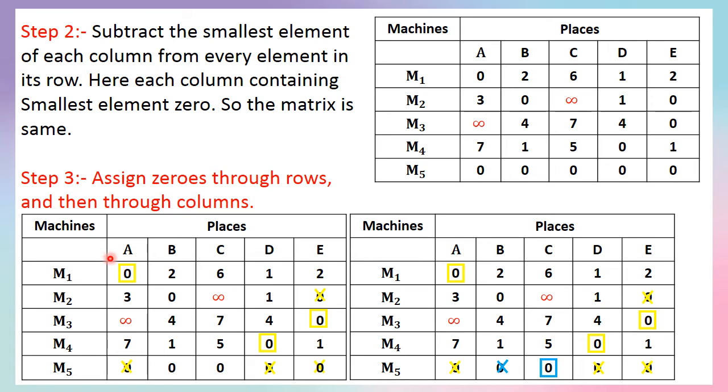Now we go to the columns. In the first column there are no more zeros, in the second column there are 2 zeros, so we cannot make the assignment. In the third column we have a single 0, so we can make the assignment. At the same time we can cross out the 0 in that respective row. And then we go to the next columns, D and E, there are no more zeros. Now we have to do the same procedure again, back to the rows.